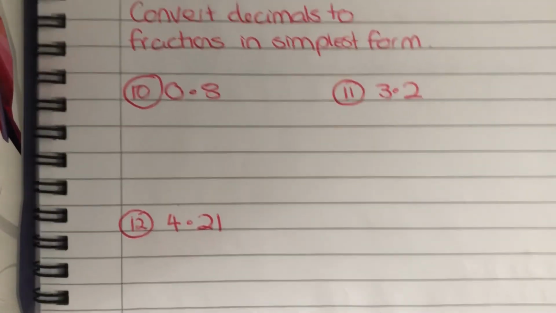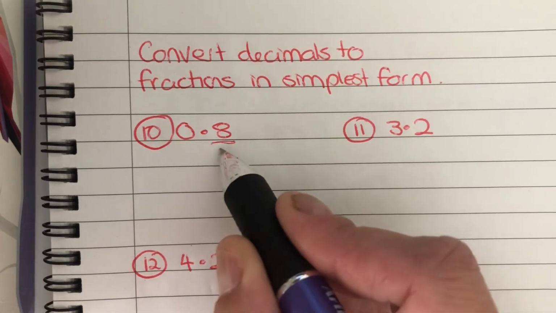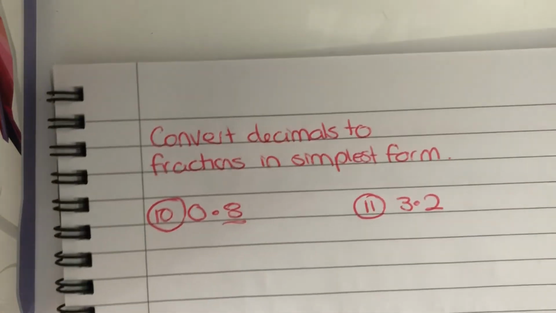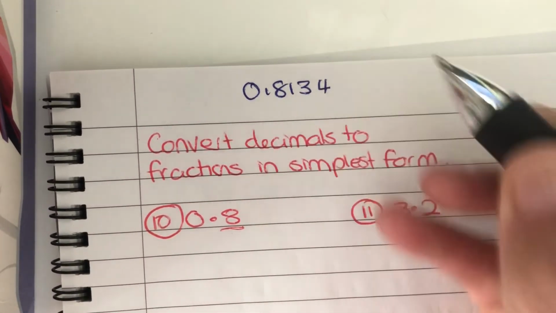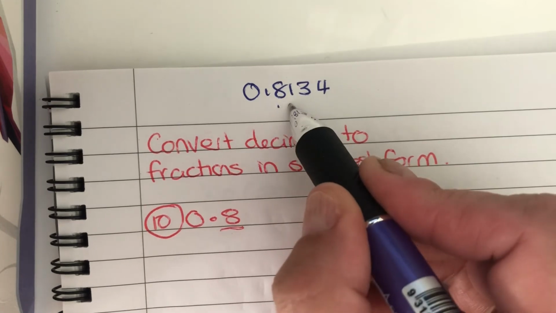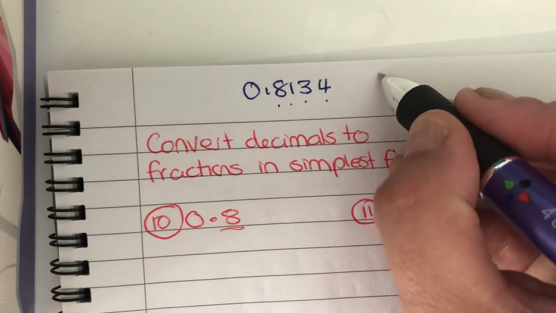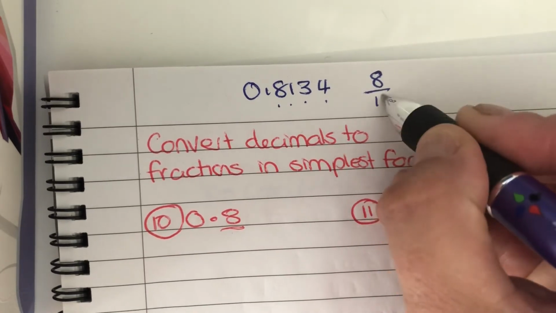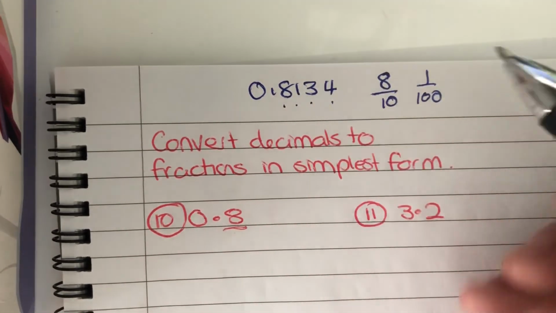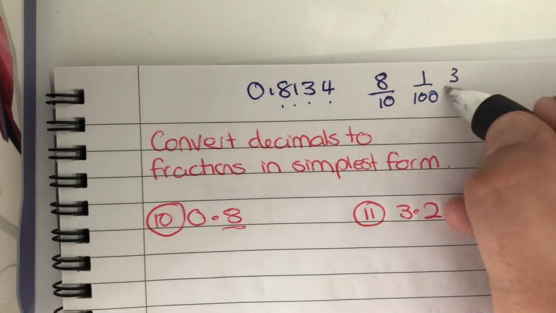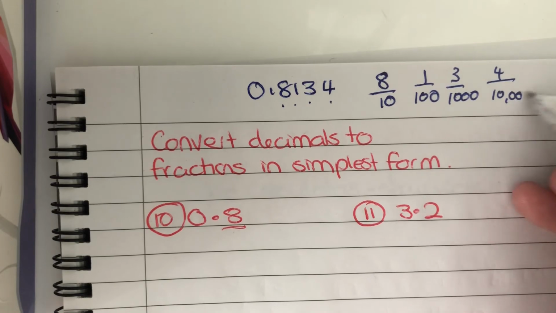Okay, the last thing you're going to have to do is convert decimals to fractions in the simplest form. So remembering, this is a tenth. Okay, so if you have a number like this, these are tenths, hundredths, thousandths, ten thousandths. So the 8 is the same as 8 over 10. The 1 is the same as 1 over 100 because it's 2 spots to the right. The 3 is going to be 3 over 1,000 and the 4 is going to be 4 over 10,000.